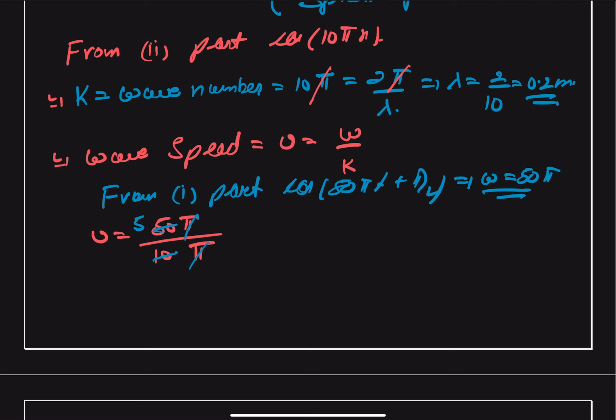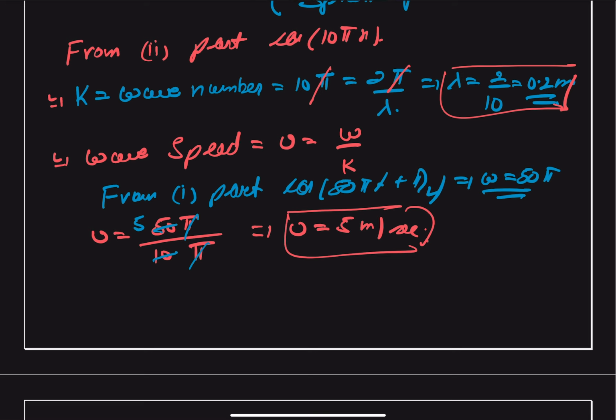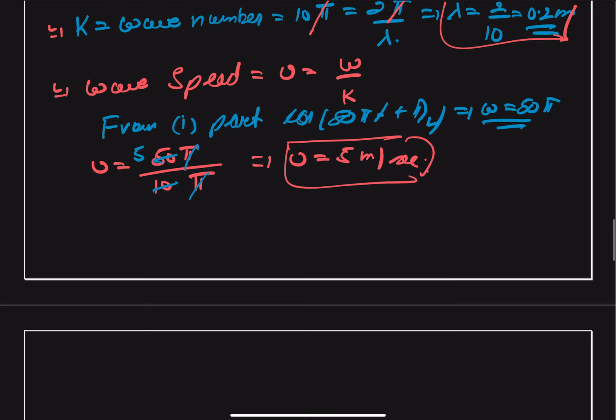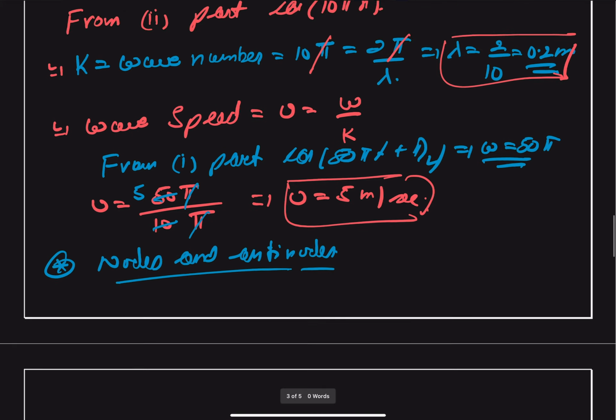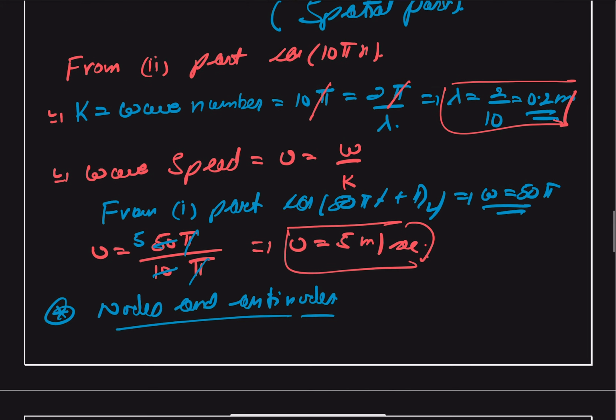So we can say from here that our wave speed v is 5 meter per second. Next, we are going to find out the position of nodes and antinodes. And for this, we are going to use the cos of 10 pi x, that is our second part.